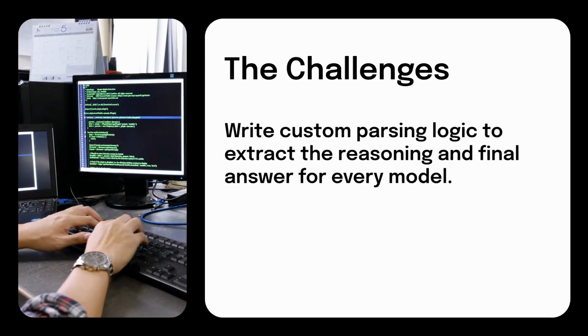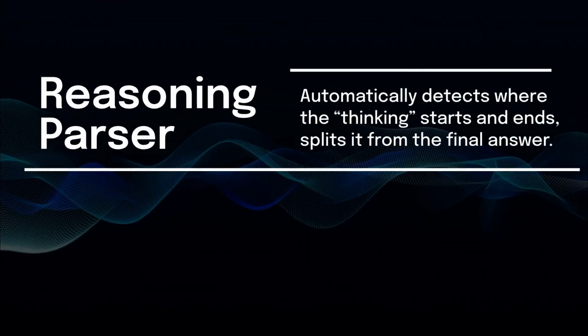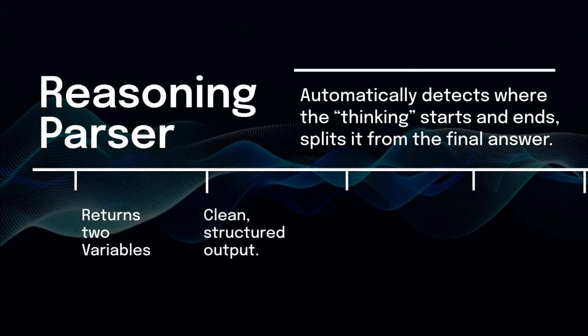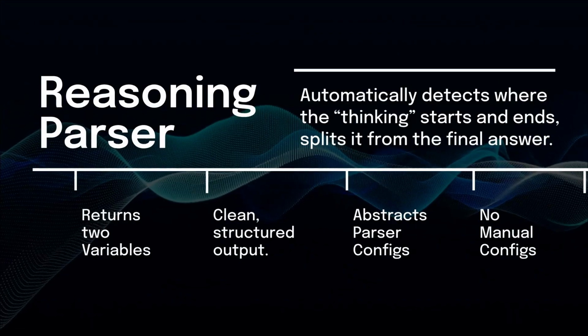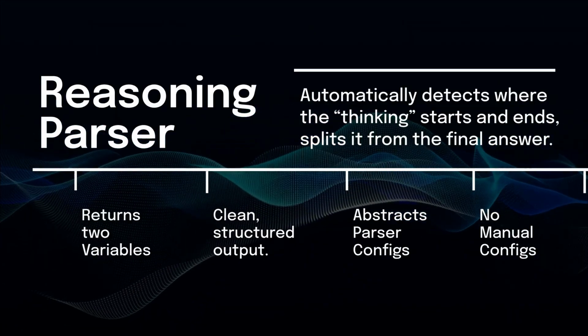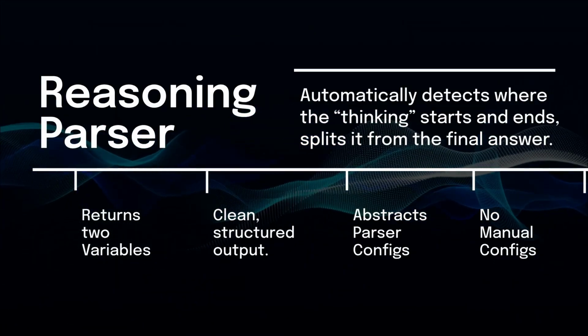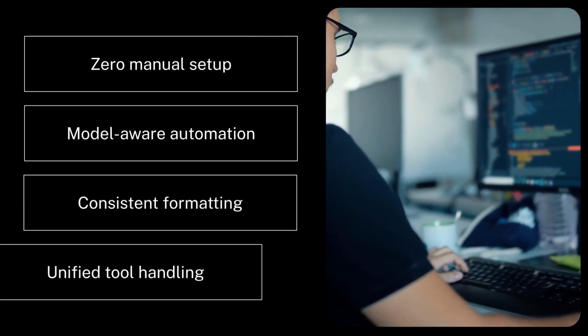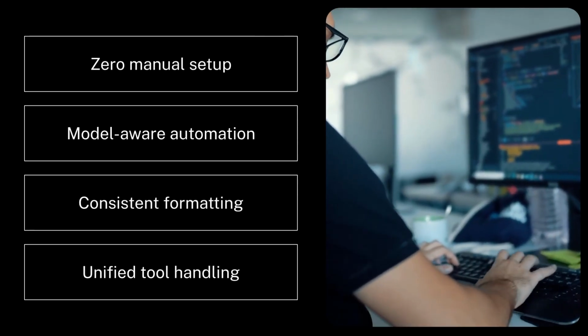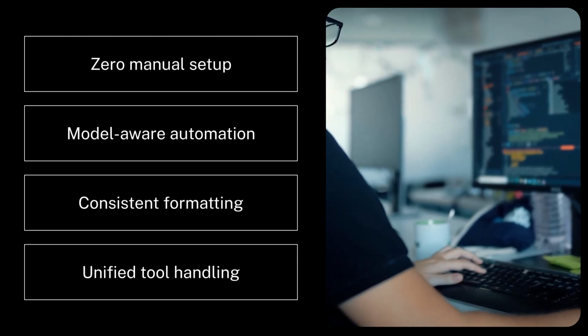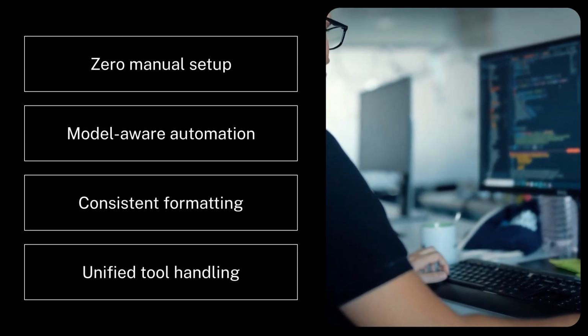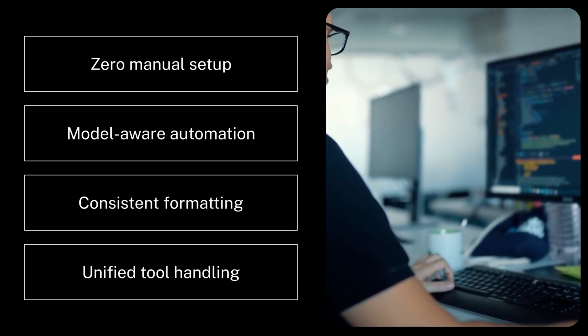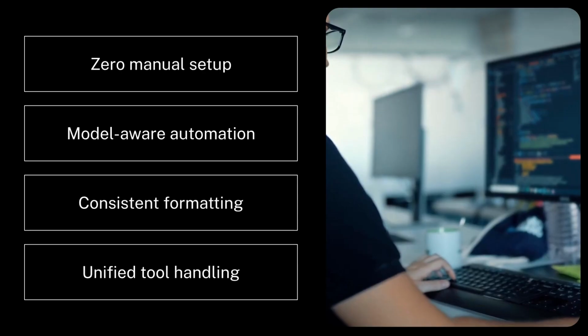That's exactly what the reasoning parser solves. When you enable it, Bud AI Foundry automatically detects where the thinking starts and ends, splits it from the final answer, and returns them as two separate variables. When you enable these options, you don't have to guess which tool or reasoning parser to use for different models, or how the model formats its tool calls or reasoning tags. Bud takes care of that automatically.